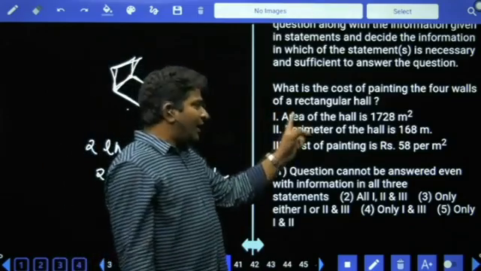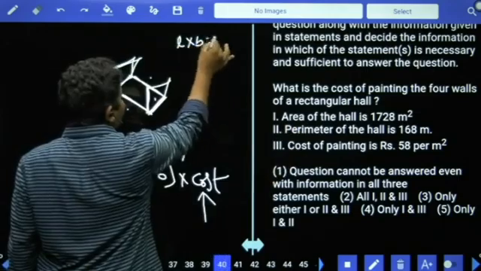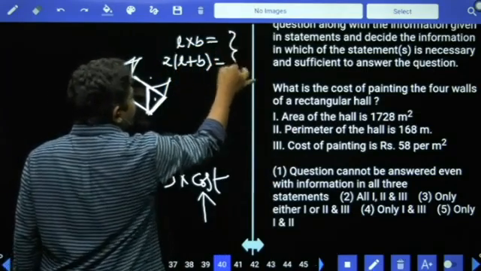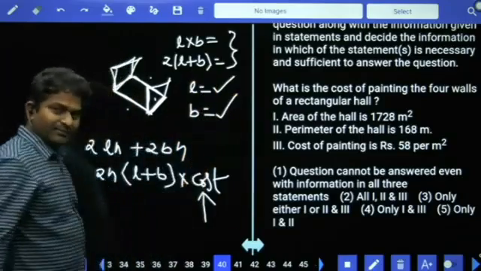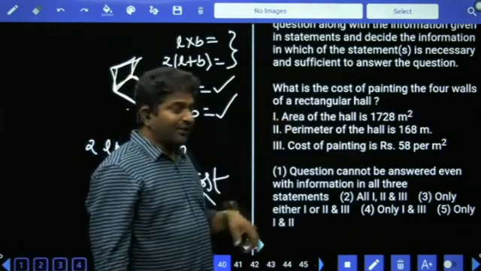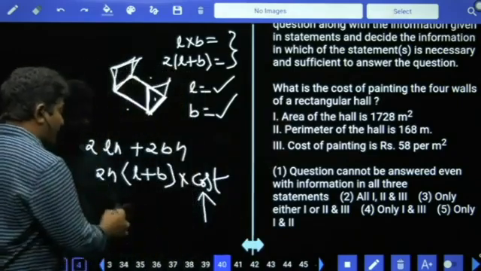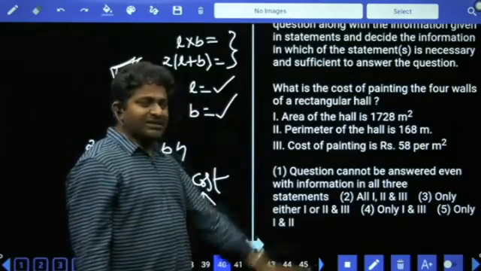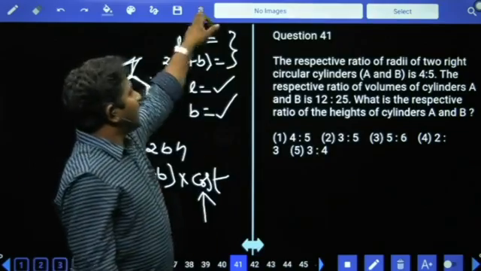If you include 1 and 2, when you know area and perimeter, that is length into breadth is given, 2 times of (L plus B) is given. Using these two, definitely we can calculate length and breadth. 1 and 2 will give you length and breadth and the cost is here. But nowhere do we have information regarding height. Height is missing. In every statement height is missing. Hence answer cannot be done.